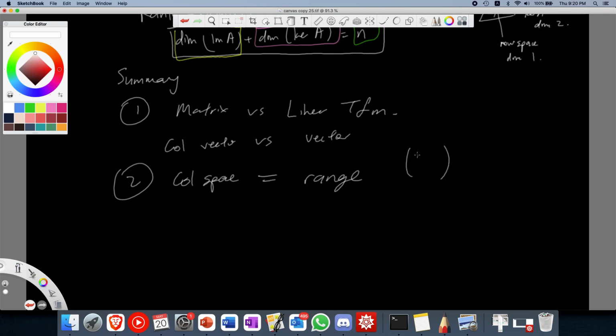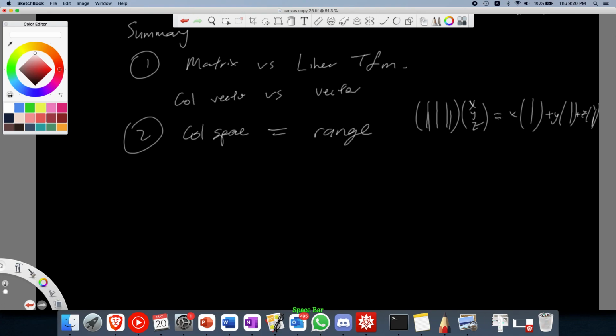when you have these things, these are the columns of the matrix, and you multiply by any real numbers, then you get x times the first column plus y times the second column plus z times the third column. And if you let x, y, and z go through all the possible real numbers there are, then that is essentially what the span is, and the span of the columns is hence the range.